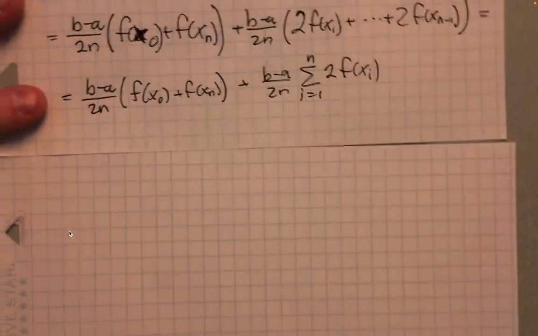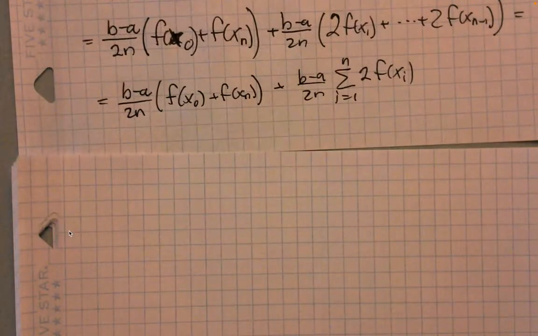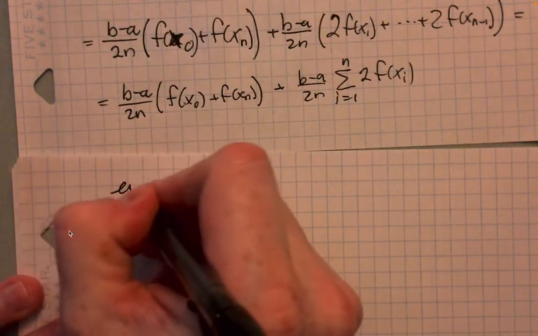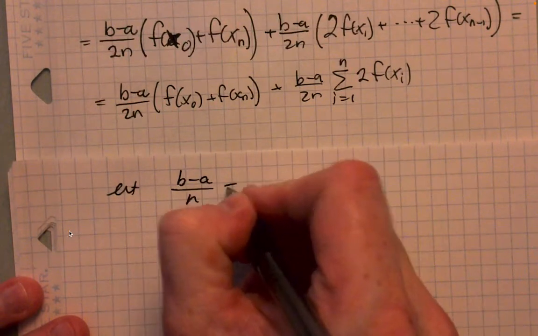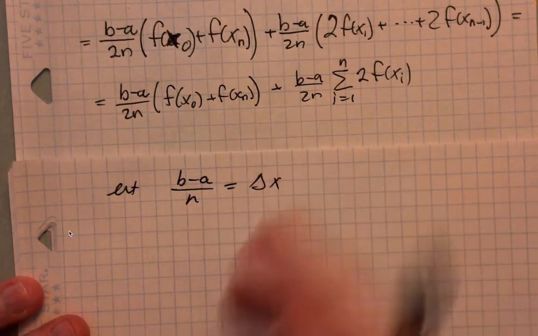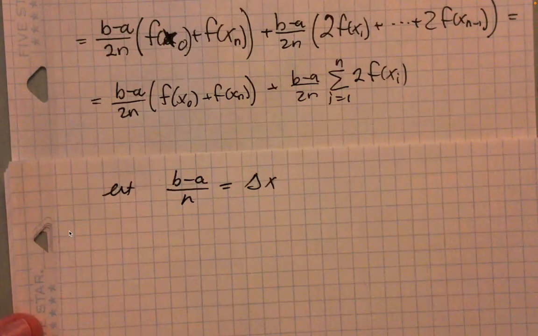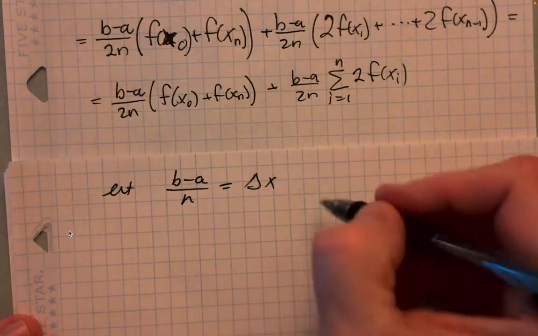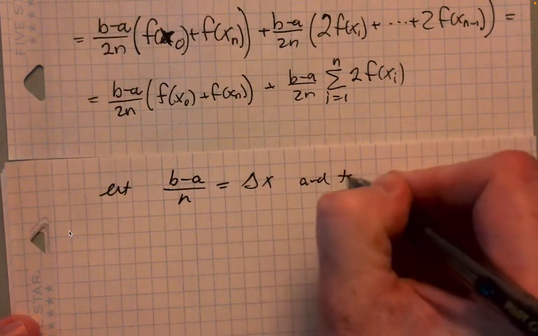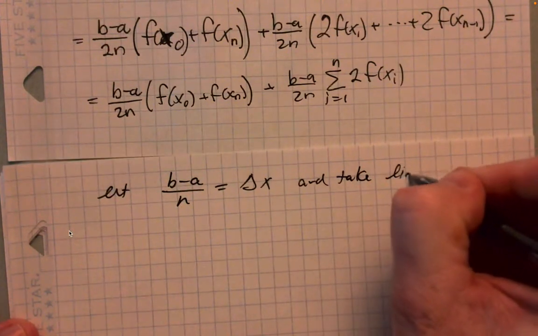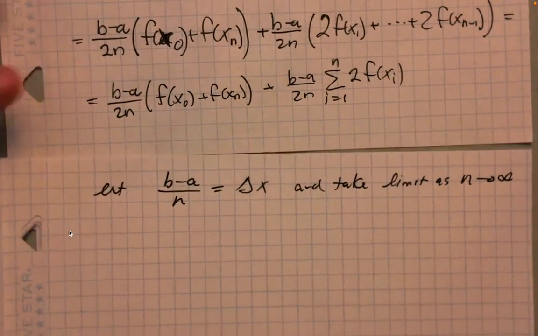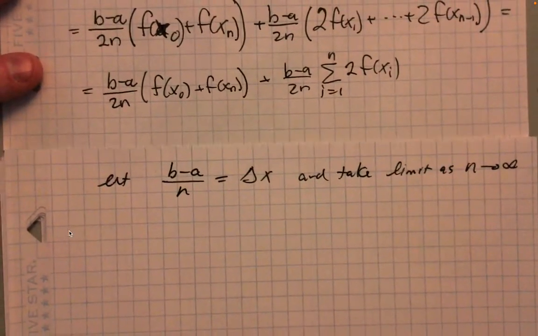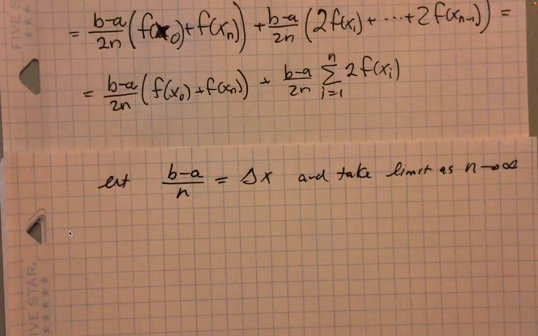Let's shift pages here. So then we're going to go ahead and let (b minus a) over n equal delta x. And we can take the limit as n goes to infinity. Namely, the number of trapezoids is going to increase without bound. And what's going to happen?